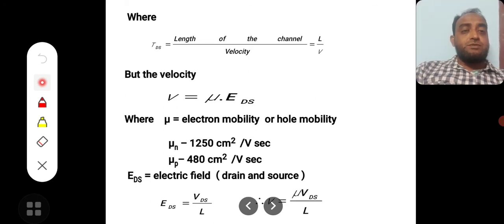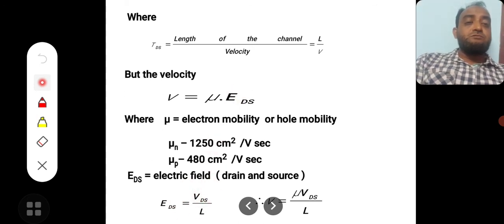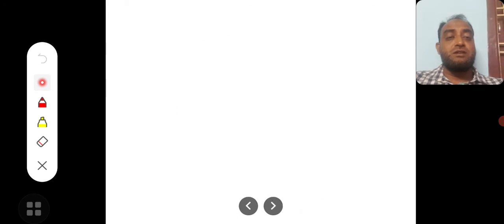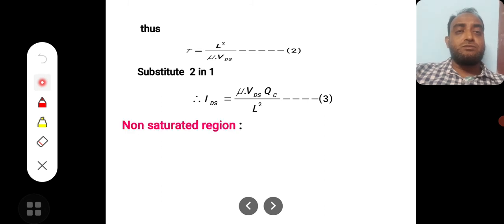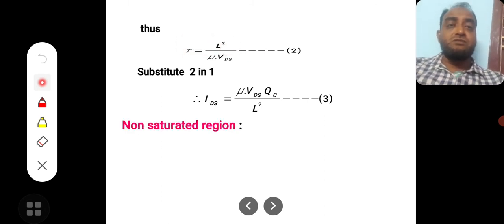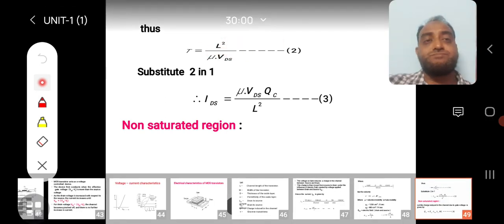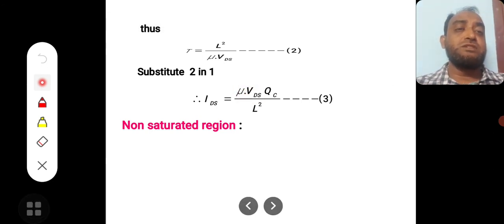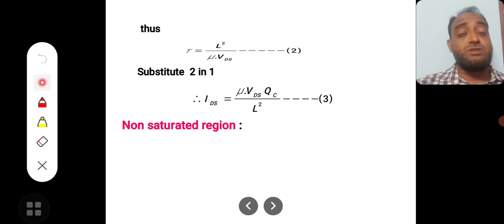Now, if you substitute this in the velocity equation, velocity is equal to mu VDS by L. That equation can be extended to write the final equation of tau. Tau is equal to L by v, so it is L square by mu VDS, which you can see in equation 2. Substitute this in the IDS relation, and you will get mu VDS by L square into QC, where QC is the charge induced in the channel.